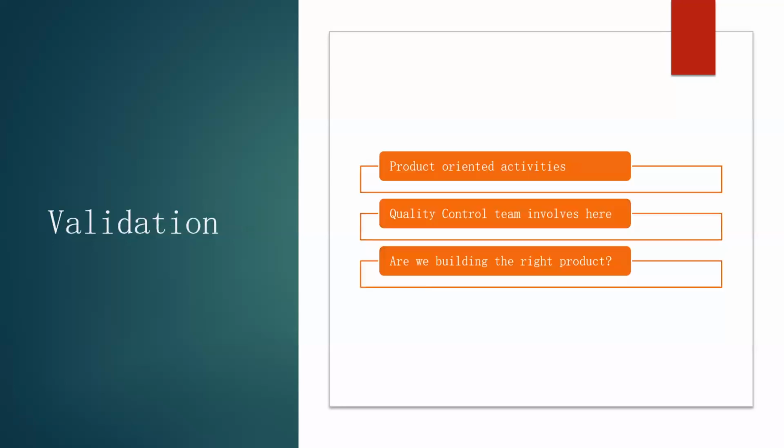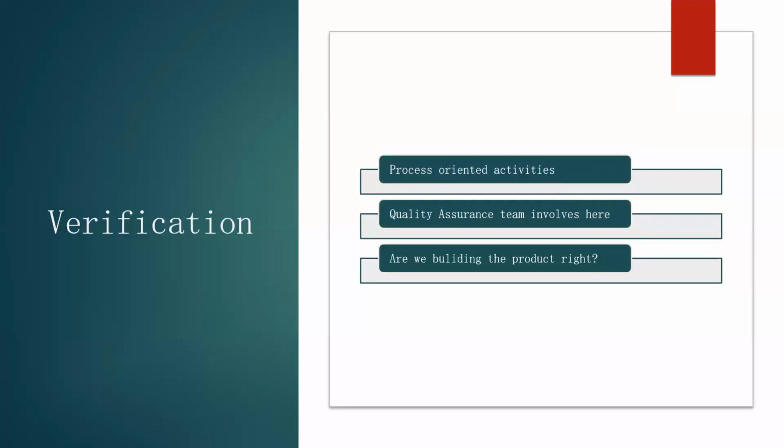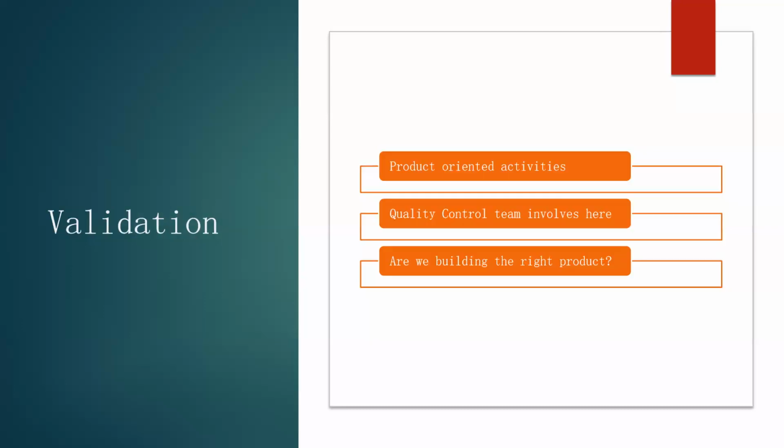But coming to validation, it is a product oriented activity. So testing, writing test cases, regression testing, all sorts of testing activities will come into picture in your validation phase. I'll be testing the product. Here the quality control team will be taking care. So this is the main difference. In verification, the quality assurance team will be involved, and in validation, the quality control team will be involved.